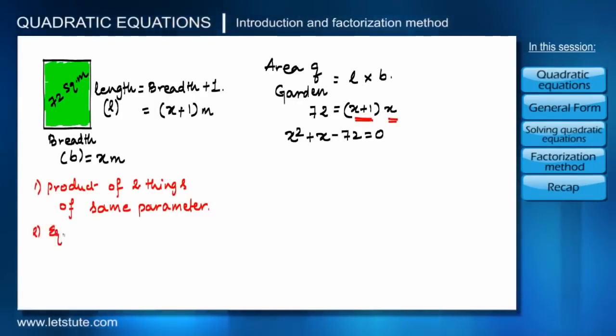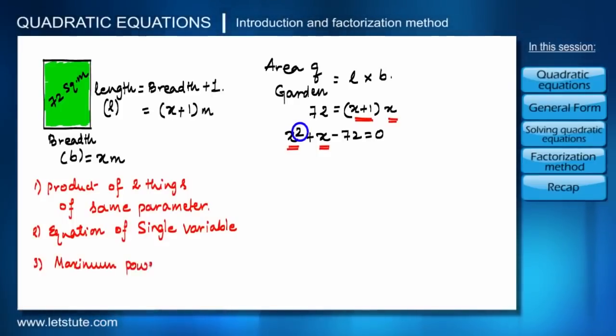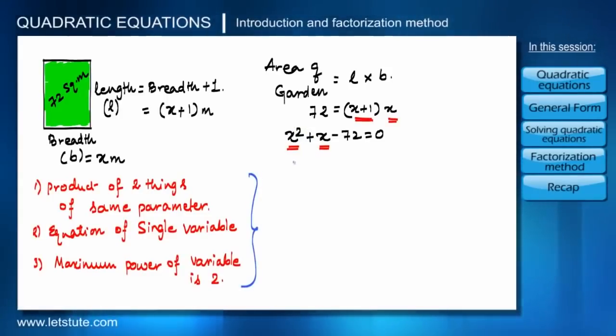Number two, this equation is a single variable equation. That means if you look at this equation, we have only one variable everywhere, that is x. And number three, the maximum power of the variable is 2. When we see these three things in any equation, that equation can be called a quadratic equation.